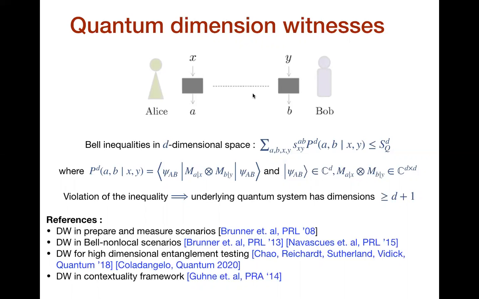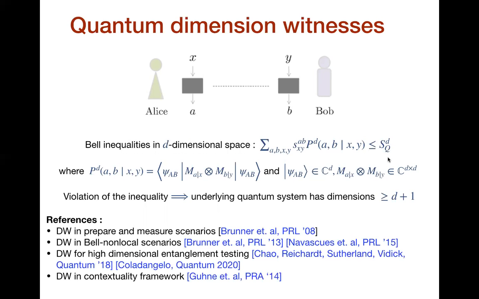So people study the correlations that are generated by such experiments in terms of these conditional probabilities, probability of AB given X and Y. In particular, the Bell inequalities are just linear combinations of these correlations. And in dimension witnesses, you put additional restrictions on the dimensions of these quantum systems. Here, you are restricting it to size D, and we are denoting the corresponding set of correlations that can be generated as P_D. And the maximum quantum value that can be achieved with these D-dimensional quantum systems is given by S_D^Q.